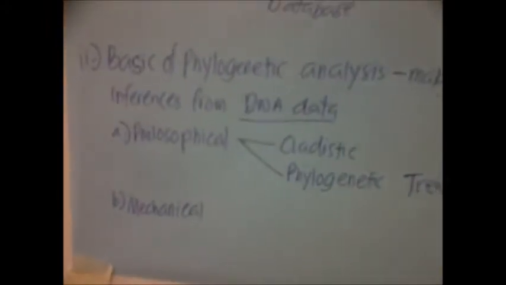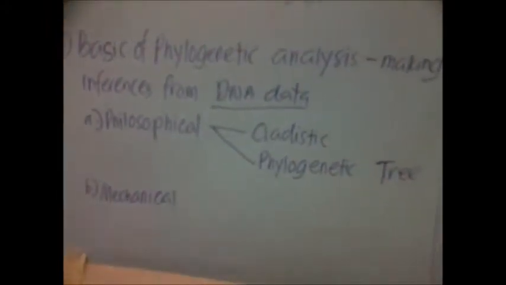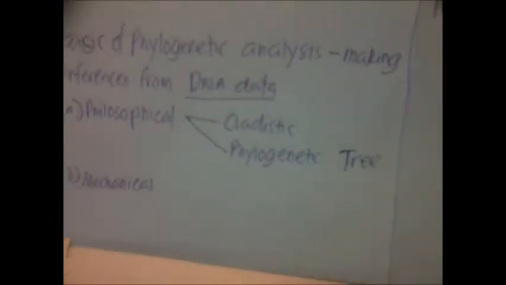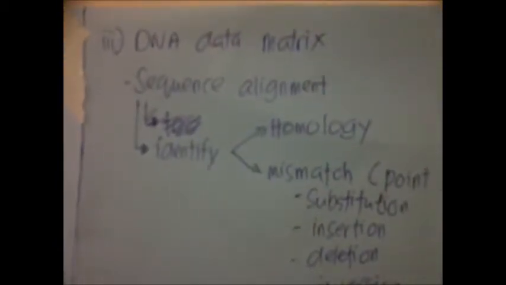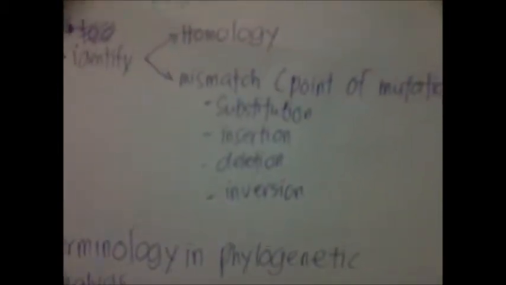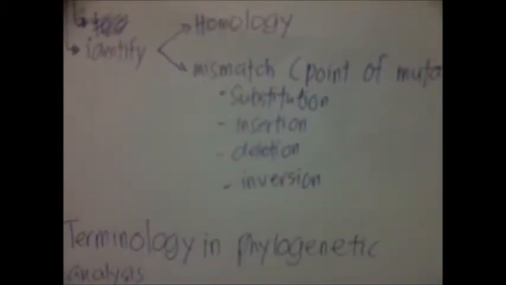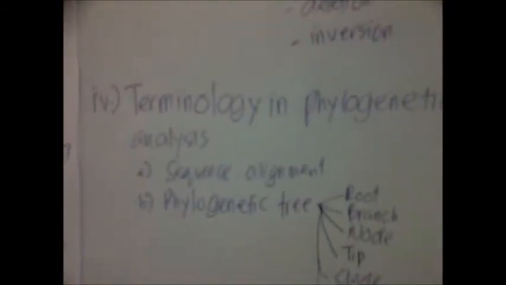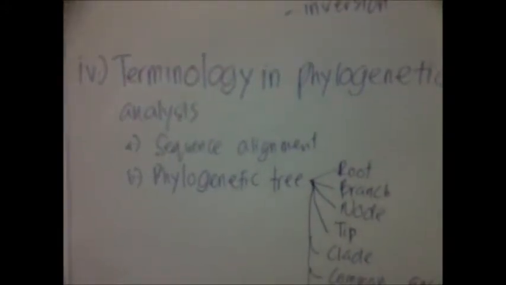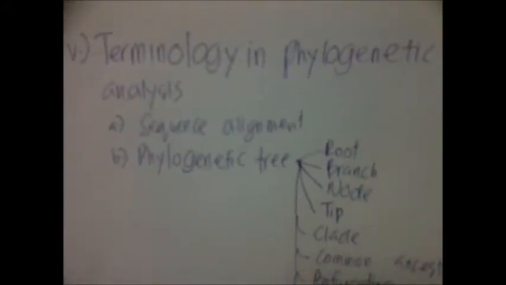and followed by basics of phylogenetic analysis, making inference from DNA data, either from the cladistic or phylogenetic tree, and the next second one will be mechanical. Then the third one will be DNA data matrix using sequence alignment, either identified homology or mismatch point of mutation, where there are about four types, which are substitution, insertion, deletion, and inversion. The last will be terminology in phylogenetic analysis, either using a sequence alignment or phylogenetic tree.